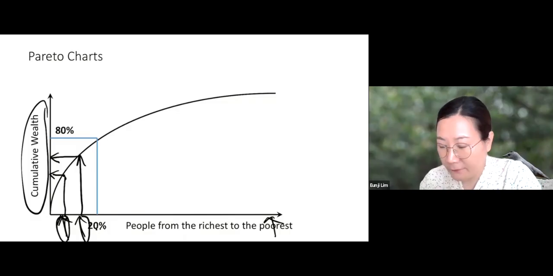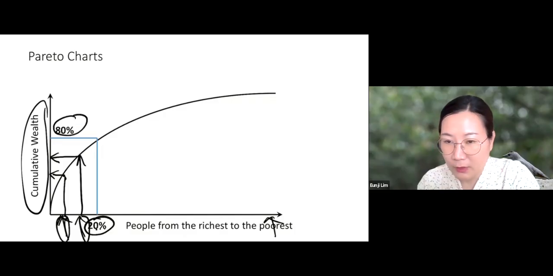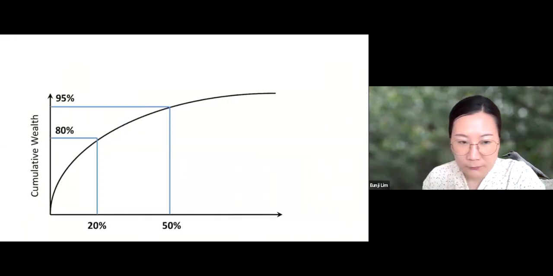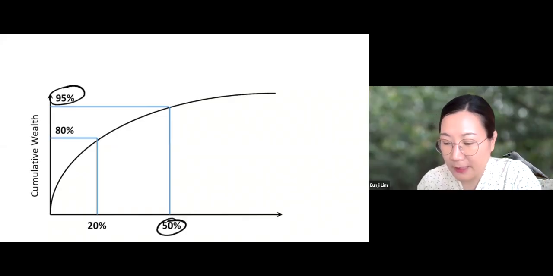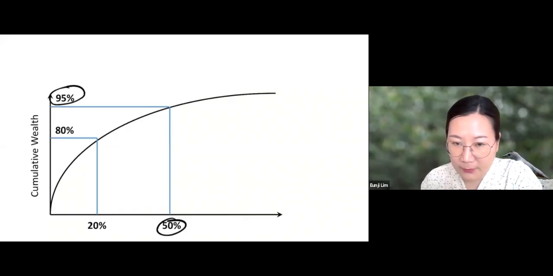So after finishing this, Pareto discovered the following. Only 20% of people own 80% of the total wealth. Furthermore, only 50% of people own 95% of the wealth. In other words, most of the wealth is owned by a few number of people. And we can find similar situations in other areas.